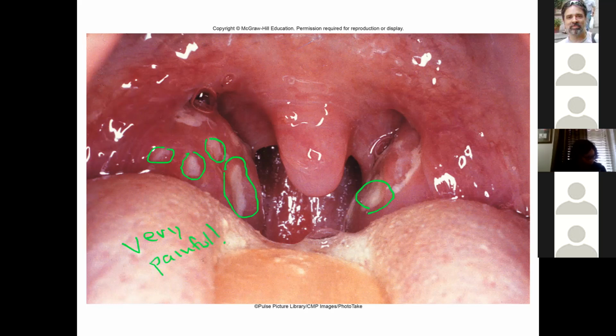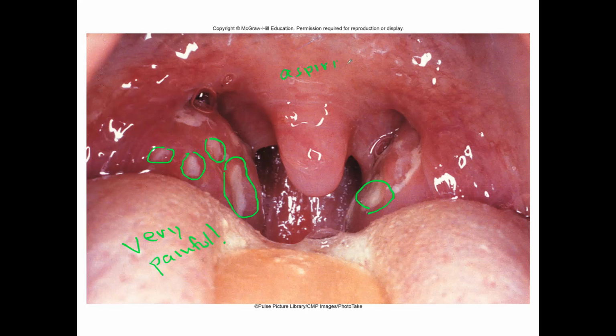So one of the things they'll give you for a sore throat, to treat the symptoms, is things like aspirin, ibuprofen. And then there are sprays, such as Chloraseptic, that contain a numbing agent, which is phenol. So it numbs your throat a little bit, so the pain goes away.